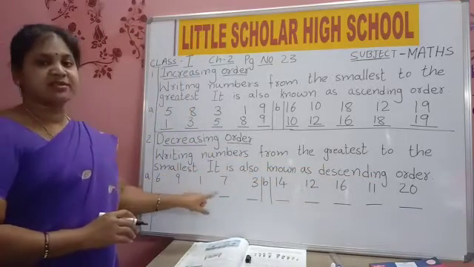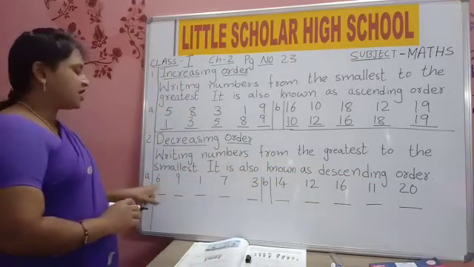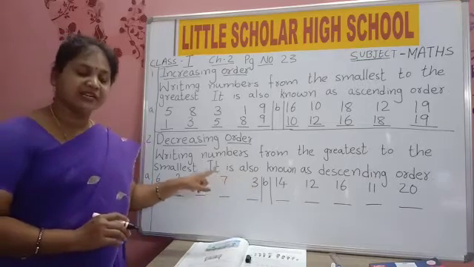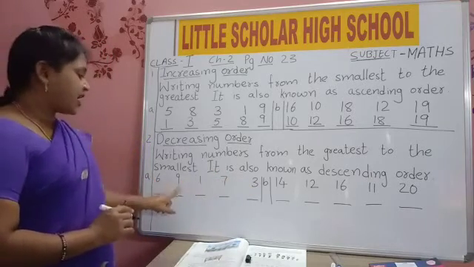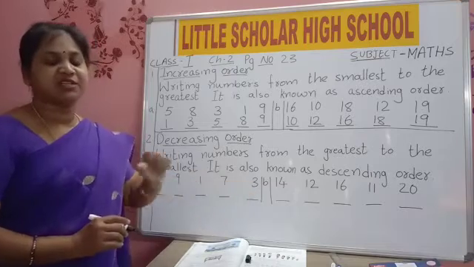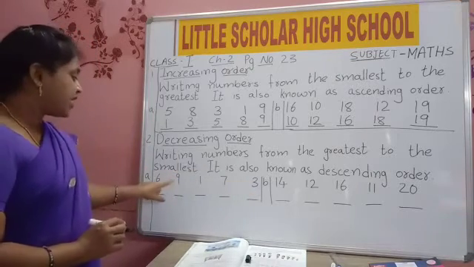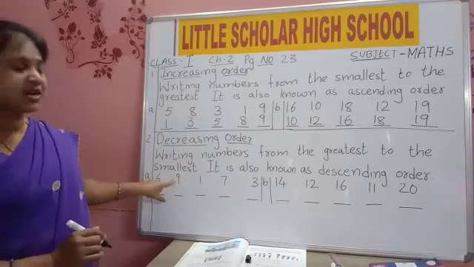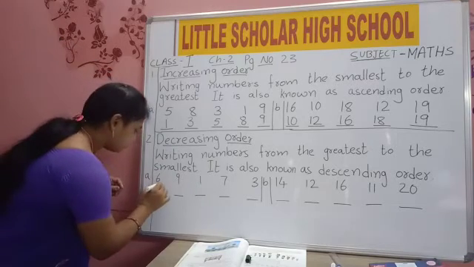6, 9, 1, 7, 3. In this, which is the big number? Which is the greatest number? 6, 9, 1, 7 or 3. Which is the big number? 9 is the big number. Yes, children, 9 is the big number. So first we will write 9.